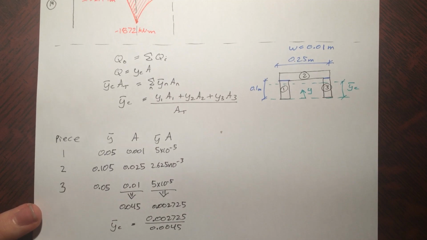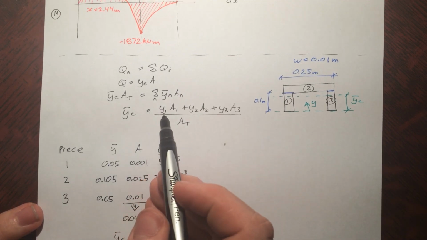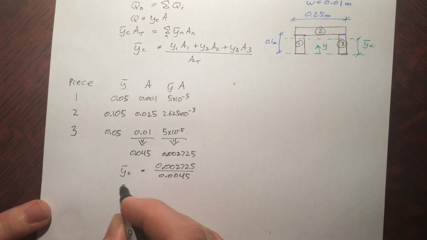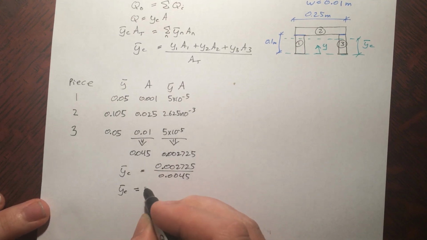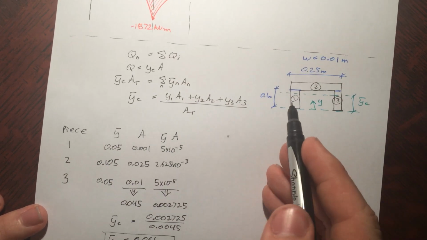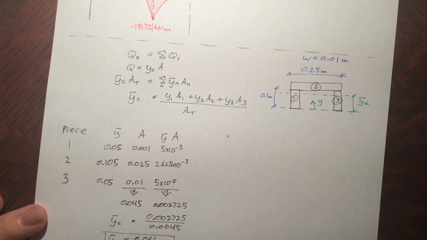Alright, this is just simply this equation here, and I've added up all the y bars times their respective areas. Turns out the location of the centroid is 0.061 meters above the bottom. Makes sense. It's above the centroid of the individual pieces, and it's not in this region here.